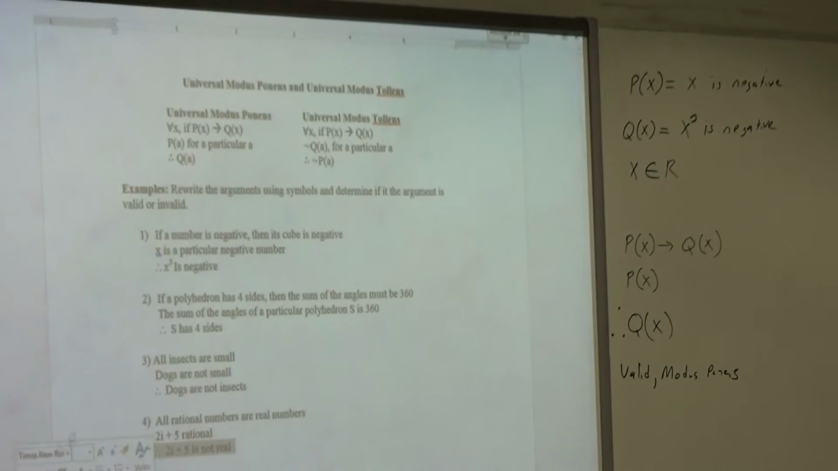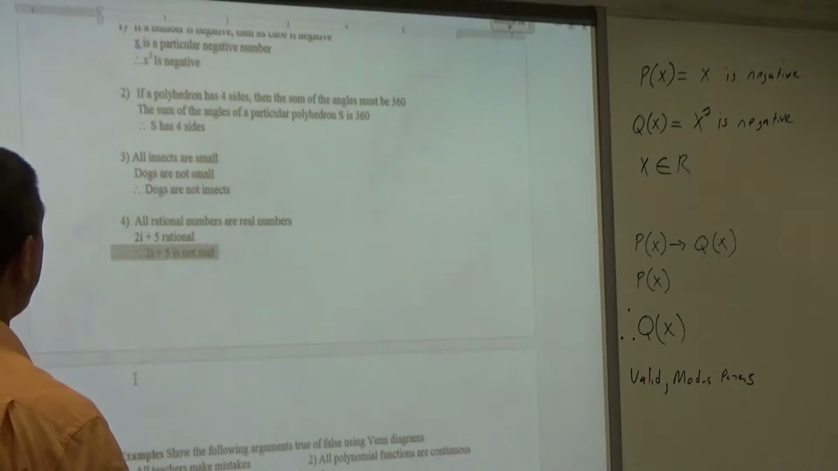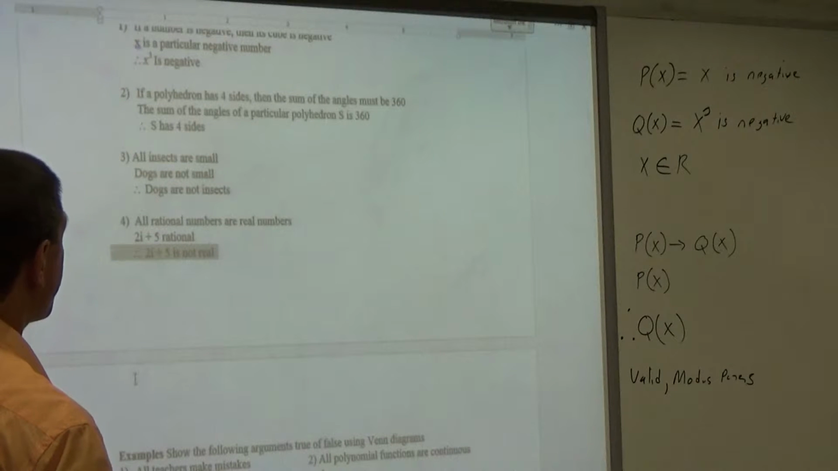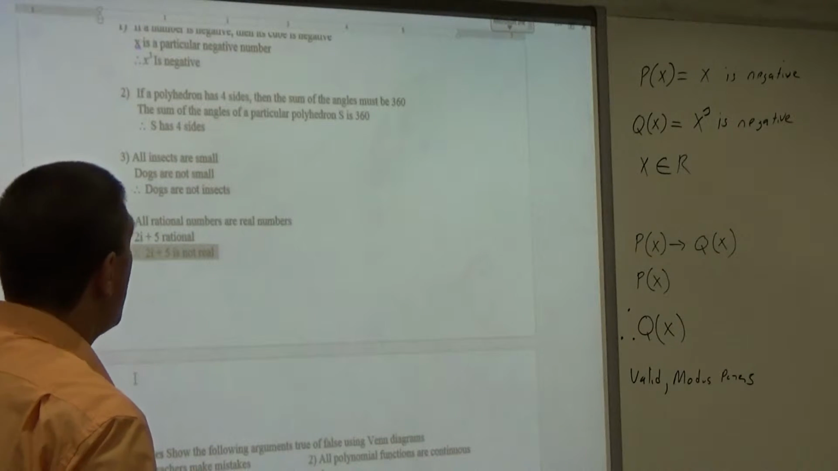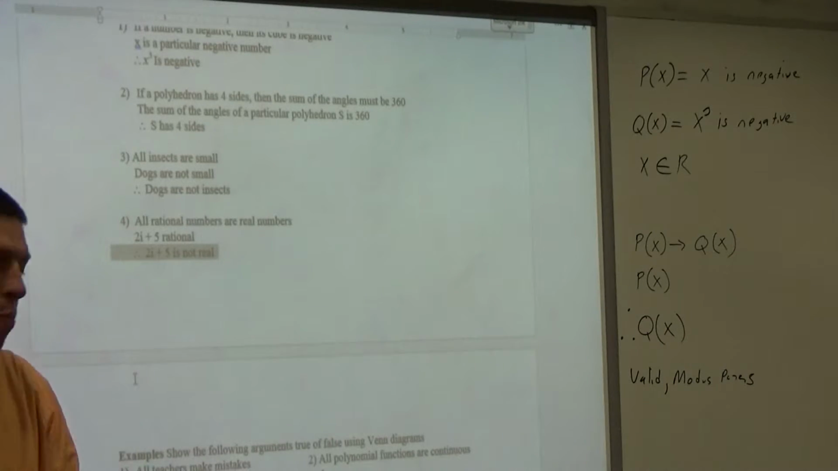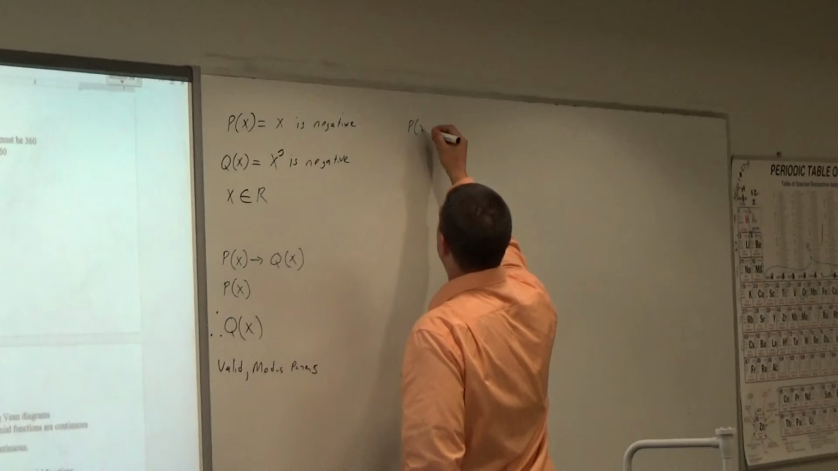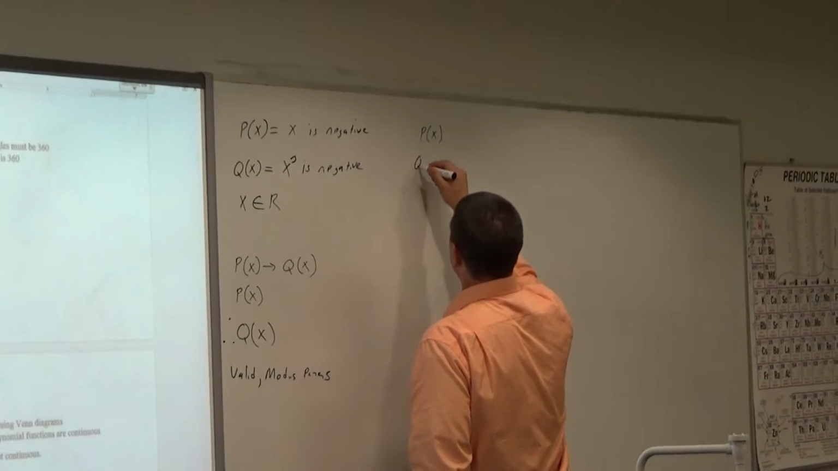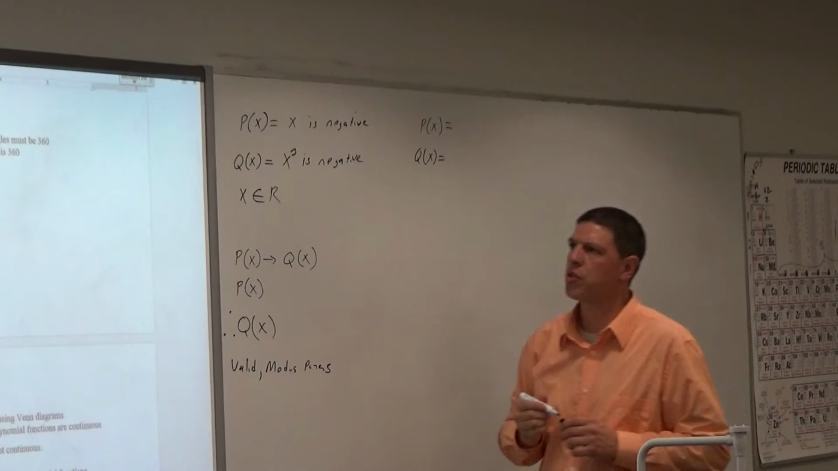So let's take a look at another example. If a polyhedron has 4 sides, then the sum of the angles must be 360 degrees. The sum of the angles of a particular polyhedron S is 360, therefore S has 4 sides. So again, we're going to define some predicates. So let's start with P of X and Q of X. I don't think we need more than 2 predicates.